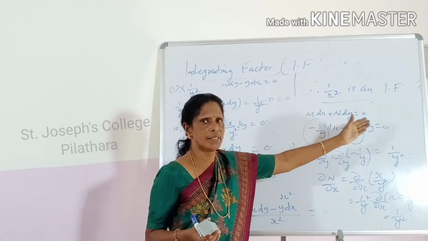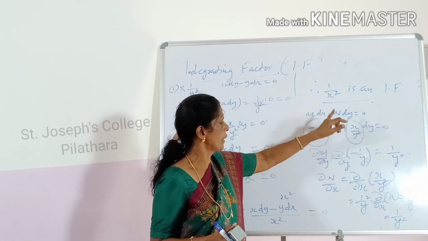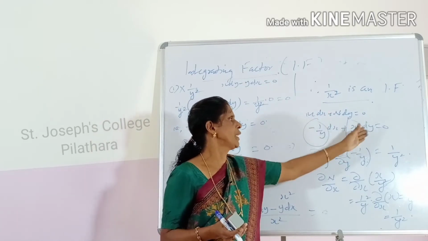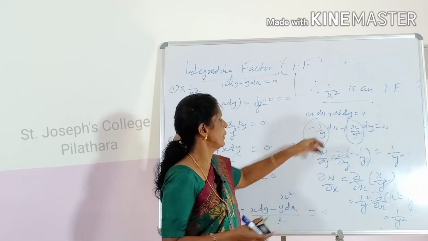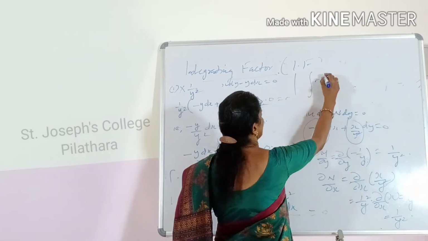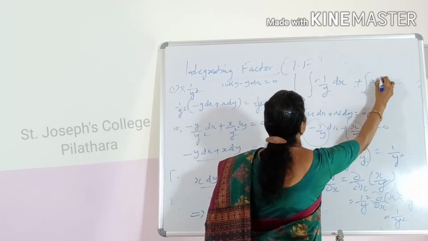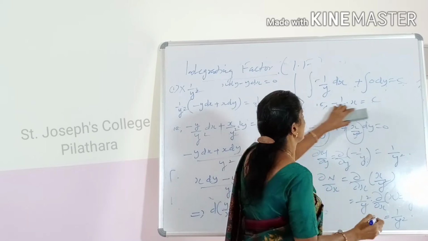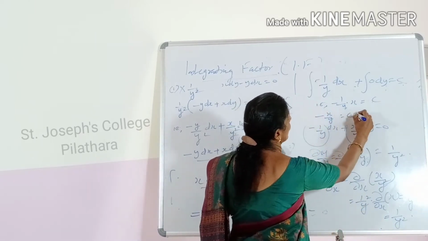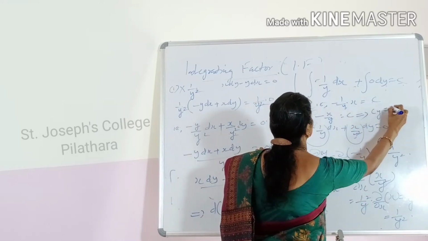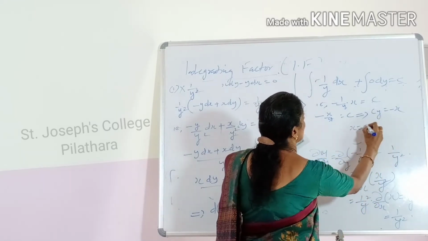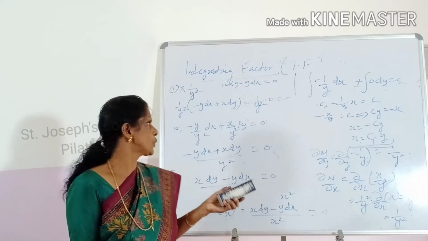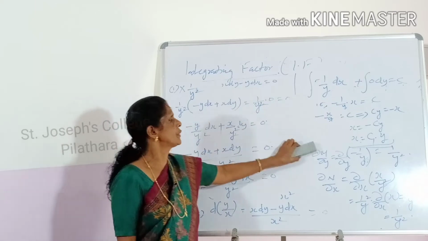The solution is obtained by integrating completely with respect to x and y respectively. Integrate M completely with respect to x and integrate those terms of N which are independent of x. Here the N term contains x, therefore it is 0 dy. Here the solution is integral of minus 1 by y dx plus integral of 0 dy equal to a constant, that is minus 1 by y into x equal to a constant, that is minus x by y equal to a constant, implies cy equal to minus x, or x is equal to some constant c1 into y. That is the solution of x dy minus y dx.